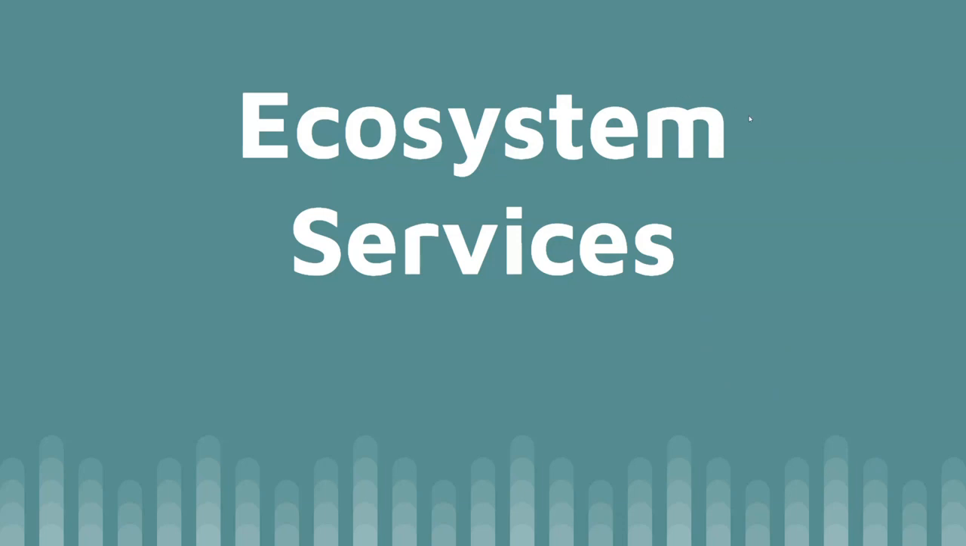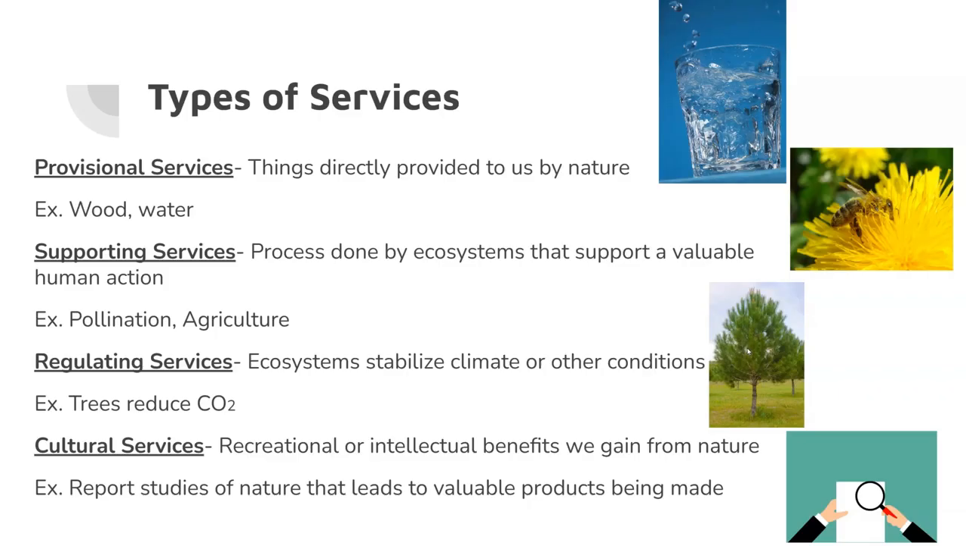Next up, we're going to be talking about ecosystem services, which is an integral part of this unit. There are 4 different types of ecosystem services. The first we're going to be talking about is provisioning services. These are things directly provided to us by nature, just like food, water, and basic resources.